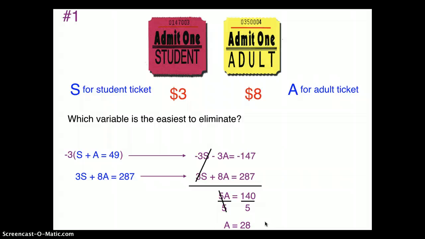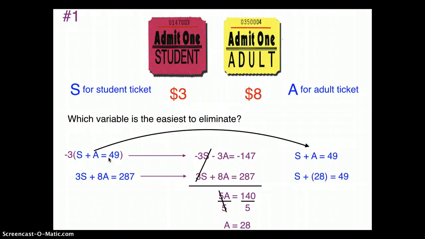But if not, what you're going to have to do is substitute it back into one of the original equations. I would choose the first equation just because it would be easier to substitute in. So I'm going to go ahead and substitute A for 28. I'm going to solve for S by isolating it and by getting rid of the positive 28. I subtract 28 from both sides. This cancels out, which is what I wanted. I'm going to get S equals 21.